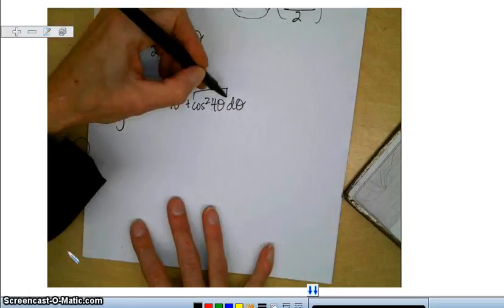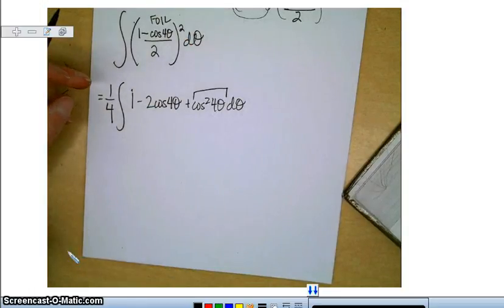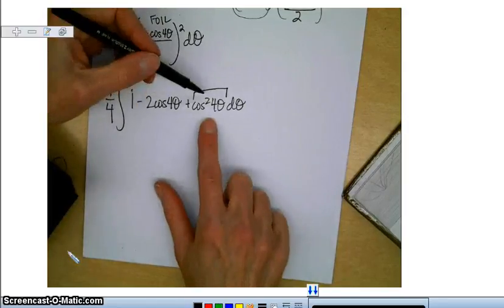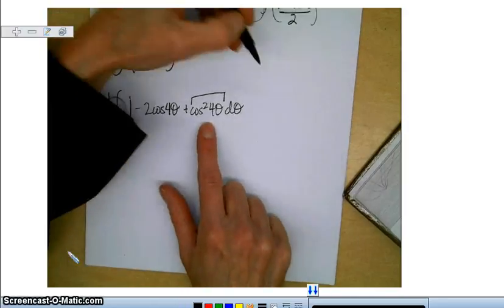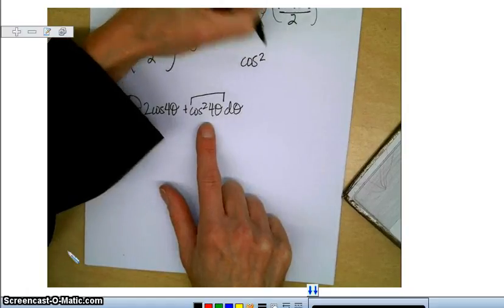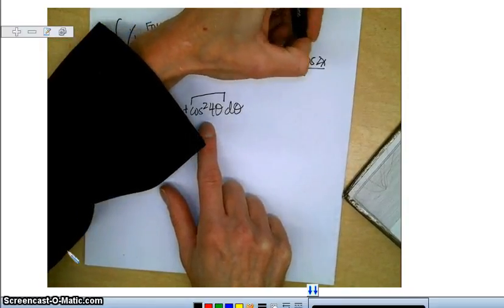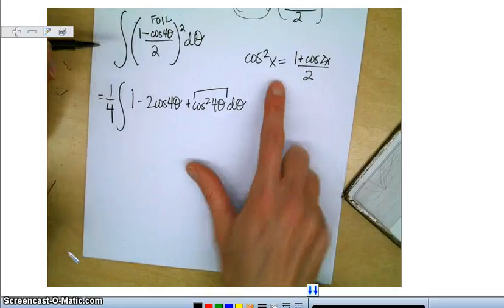Now this one, do I know the integral of cosine squared? No. Now I'm going to use a different identity. I'm going to use the identity the cosine squared of x equals 1 plus the cosine of 2x all over 2. And in this case, what's my x?